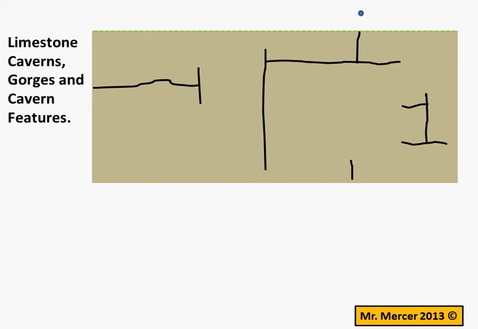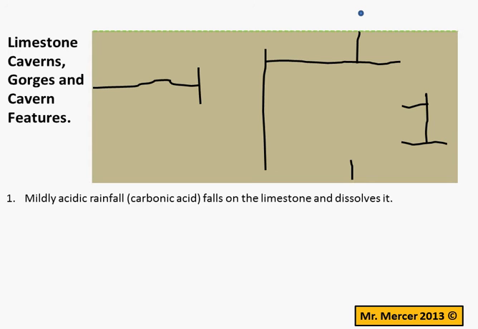What you can see on your screen in front of you, the grey area is a cross-section of limestone. You can see the horizontal bedding planes and the vertical joints. And the first process that takes place is that we would find mildly acidic rainfall falling upon the limestone. Mildly acidic rainfall you can refer to as carbonic acid. And it dissolves it through the process known as carbonation.